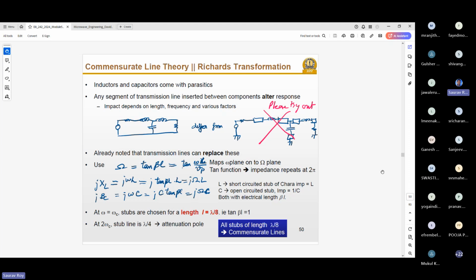So let's say you need to make a 12 picofarad capacitor, at let's say 5 gigahertz or something. You have to multiply both of them, omega into C, and then you have to find out the characteristic impedance of the line. Here this normalization part is not mentioned, but you have to multiply with the frequency to get the impedance. Yeah, that is clear.